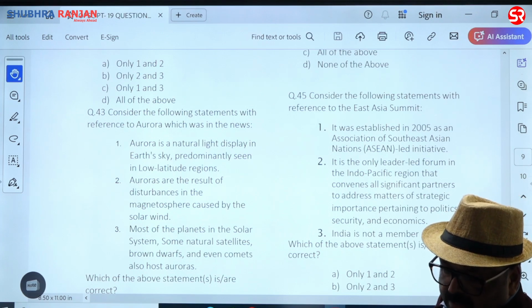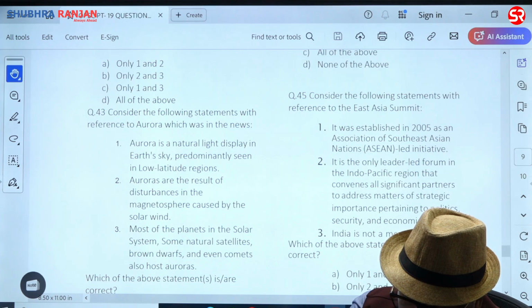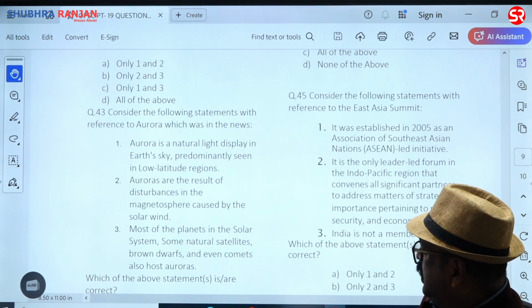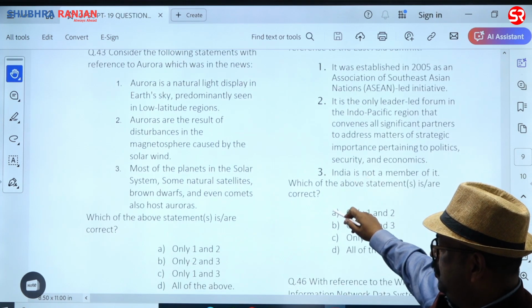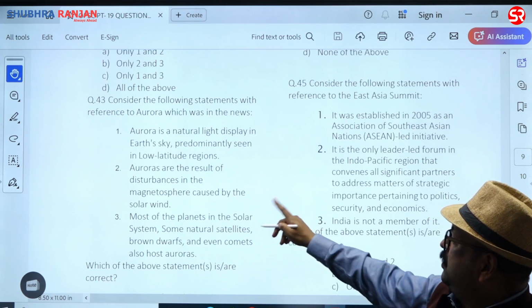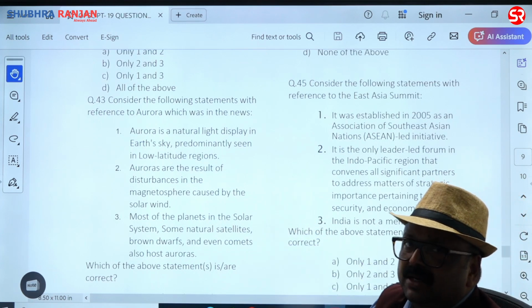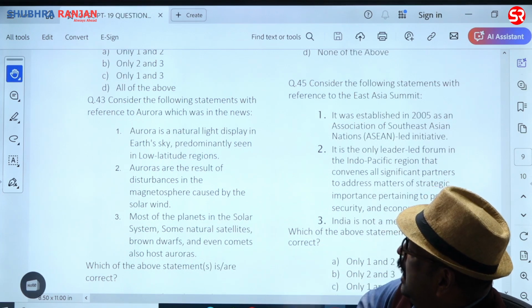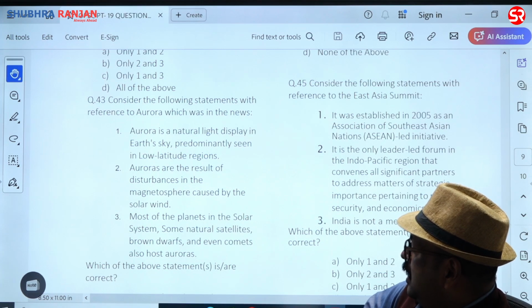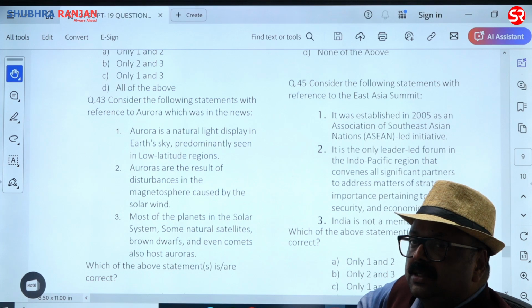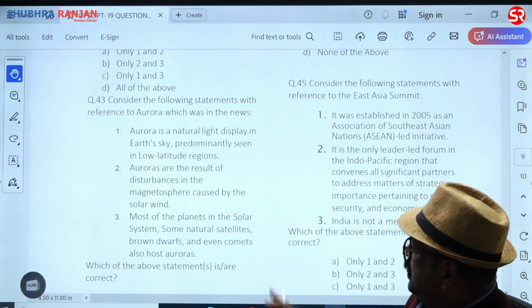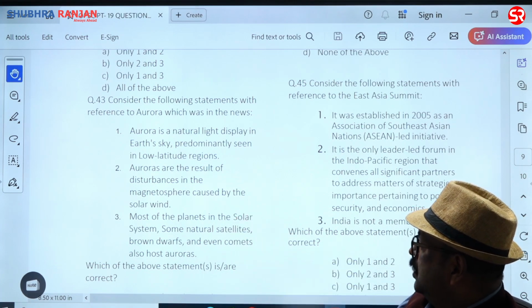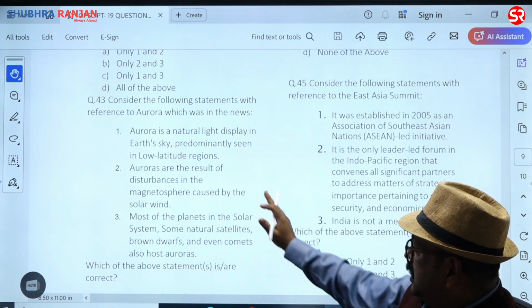So the right answer, 43. They are saying B, only 2 and 3. Result of disturbances in magnetosphere. Yes, magnetosphere में disturbance नहीं, disturbances in ionosphere should be right. Okay, or thermosphere. Magnetosphere is going to divert the aurora. तो यहाँ पे थोड़ा ऑप्शन सही करना चाहिए. Aurora are the result of disturbances in the thermosphere caused by the solar wind. तब ये सही हो जाता.